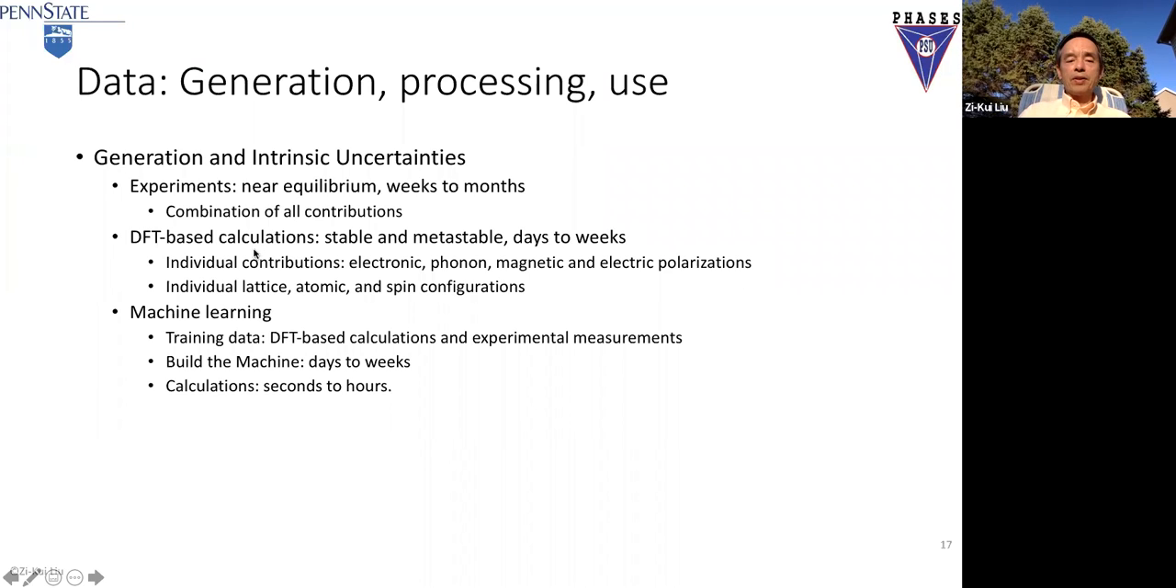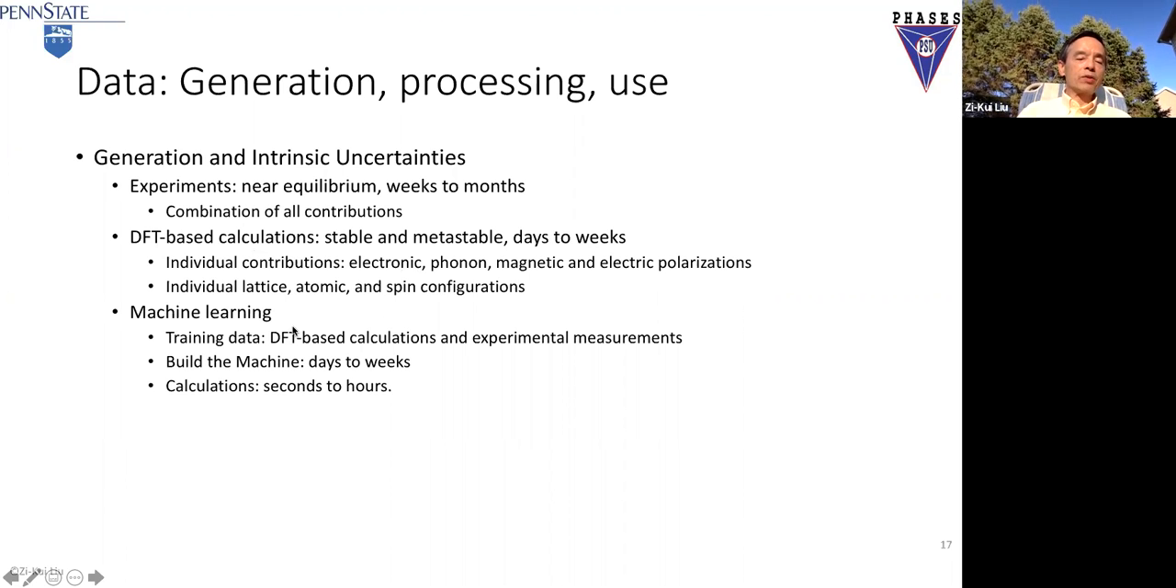The second approach is quantum mechanical calculations, called DFT-based first principles calculations. They can do stable and metastable states. Well, we are also trying to do unstable ones. The time is much shorter, days to weeks. Okay, you can do individual contributions, and you can talk about different configurations: lattice, atomic, and spin configurations.